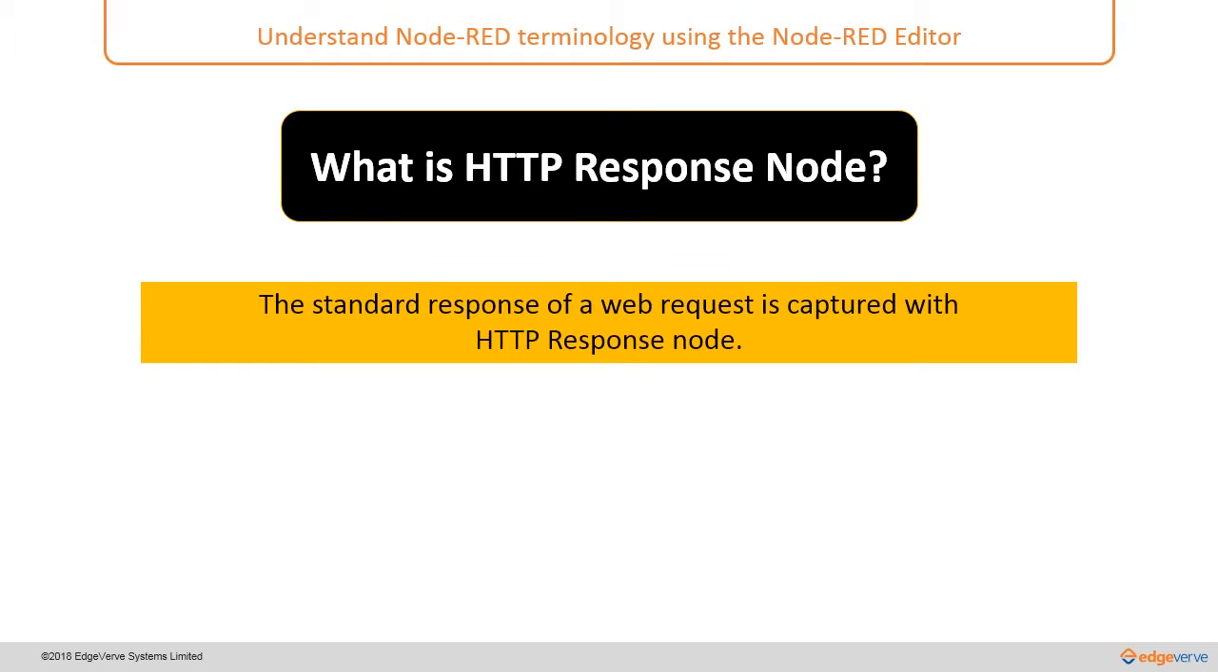node. So in a flow, we could be having an HTTP endpoint, and that is mapped to a real HTTP request object, and as a result of this particular request, a response will get retrieved, and all that response can be captured using the HTTP response node. So let us see how this works using a demonstration.